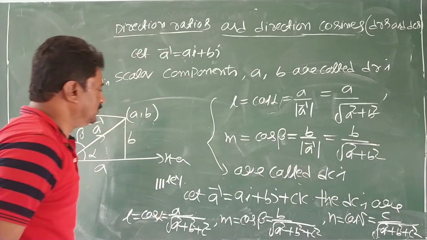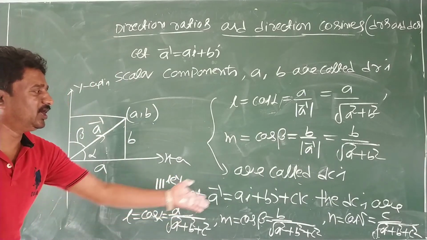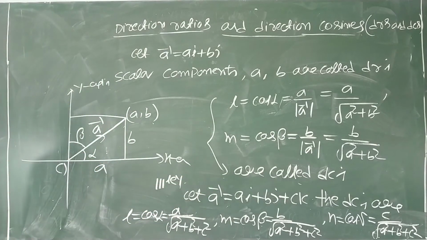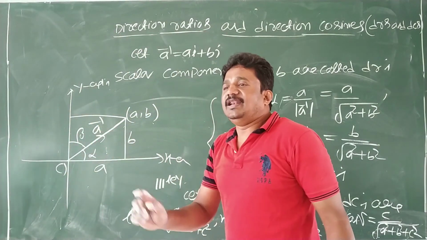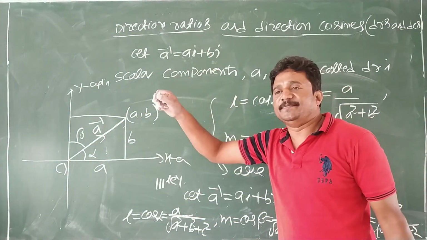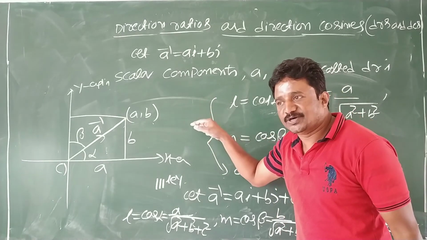These are called the DCs, the direction cosines. I hope you understood, students. Define DCs. L equals cos alpha is equal to A by root of A square plus B square plus C square.